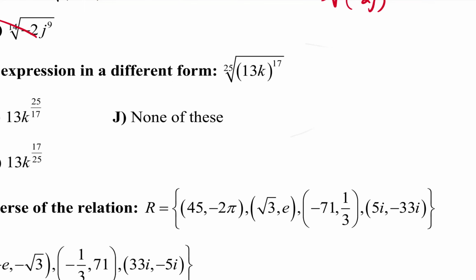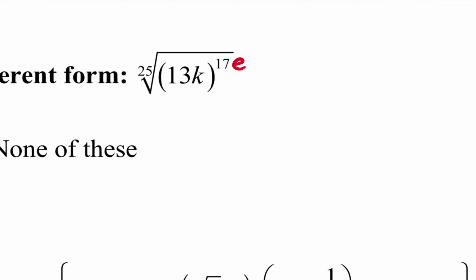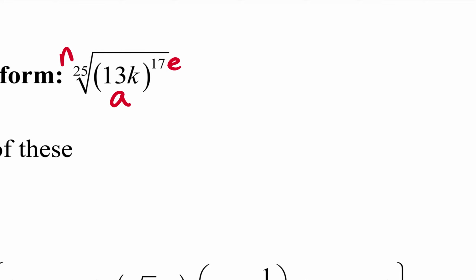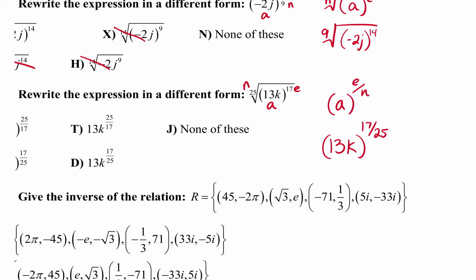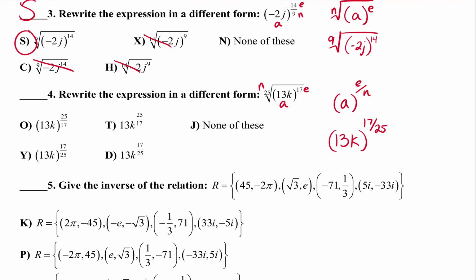Number 4. Now I'm going backwards. I have the exponent, index, and then my term. So I would write my term in parentheses, then exponent over index: 13K in parentheses, and then 17 over 25. I simply look for that one. I need parentheses, so these are out. 17's on top, that one's wrong, so my answer is Y.